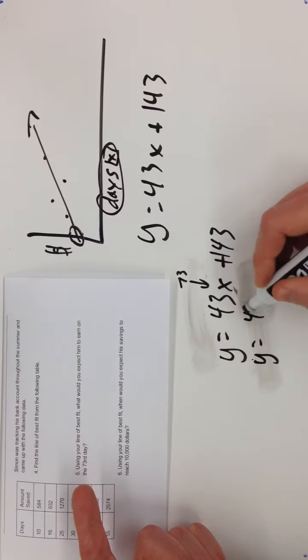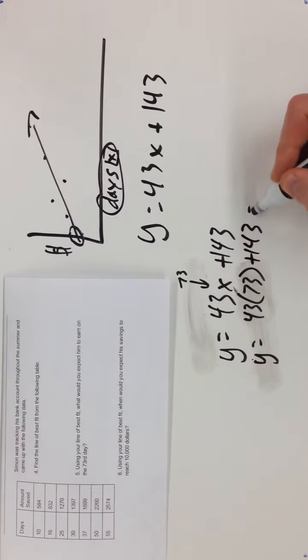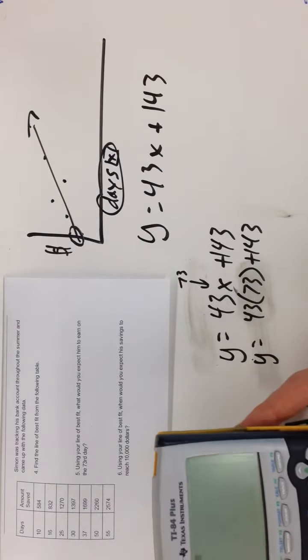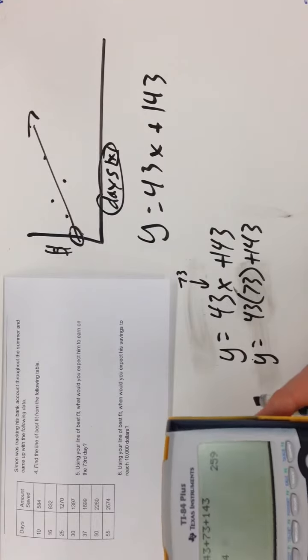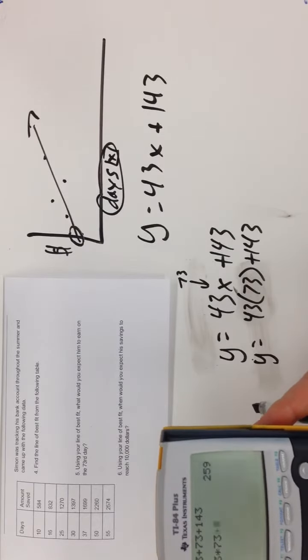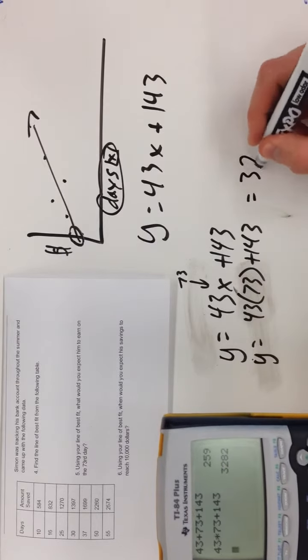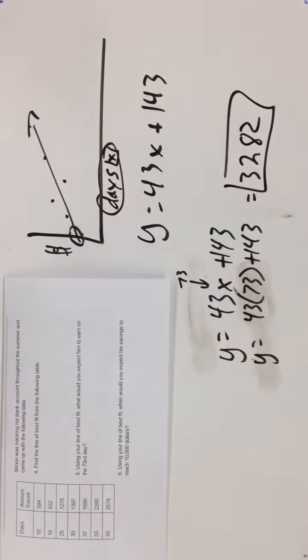So it's y equals 43 times 73 plus 143. This gives us, not a good enough human calculator to do that. That means we would expect him to have $3,282 on the 73rd day.